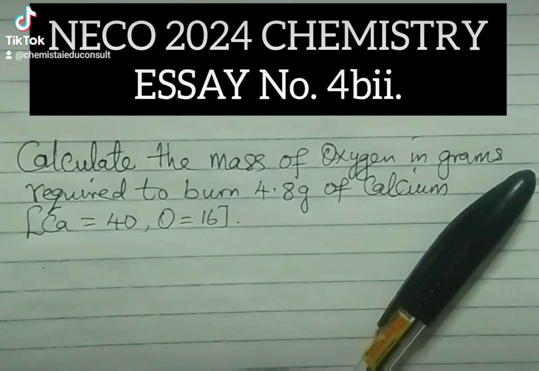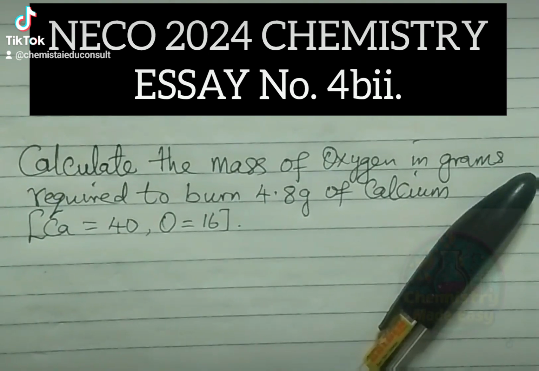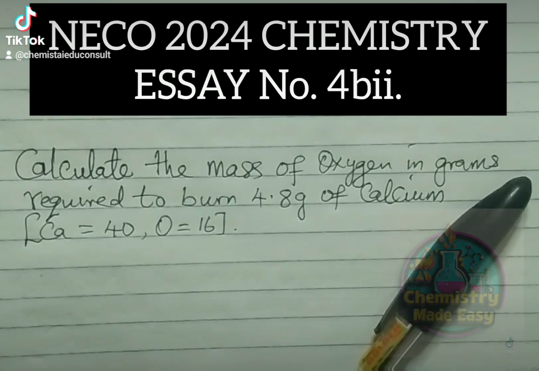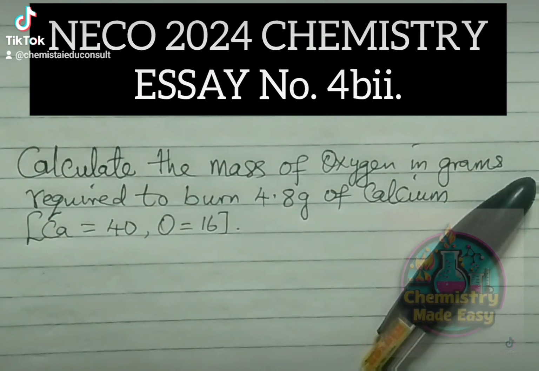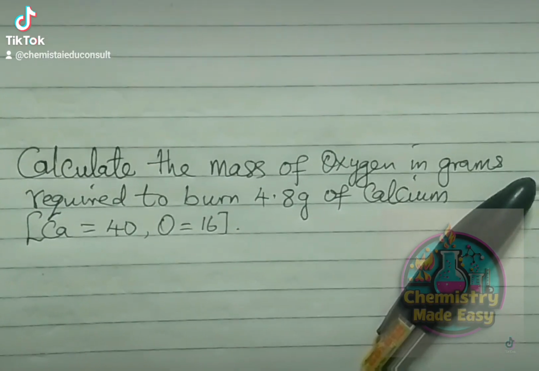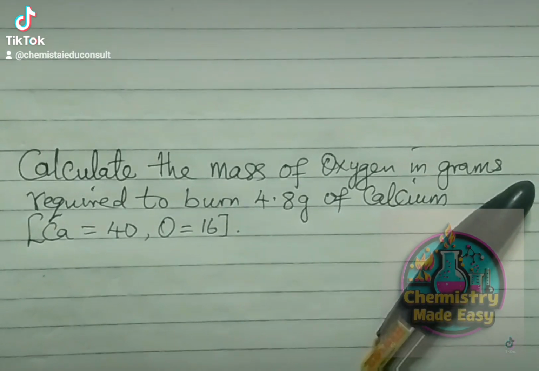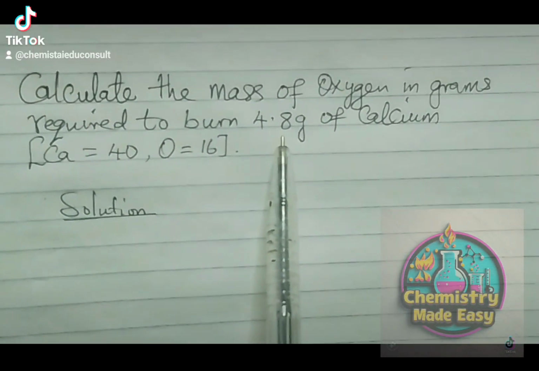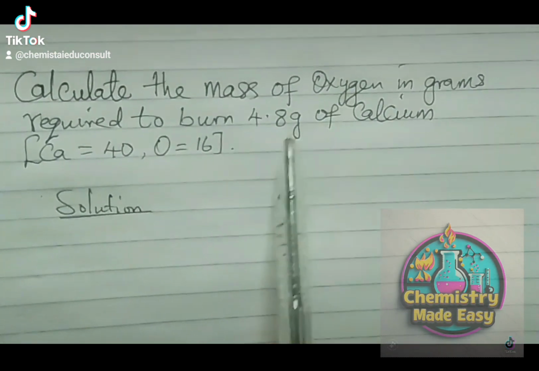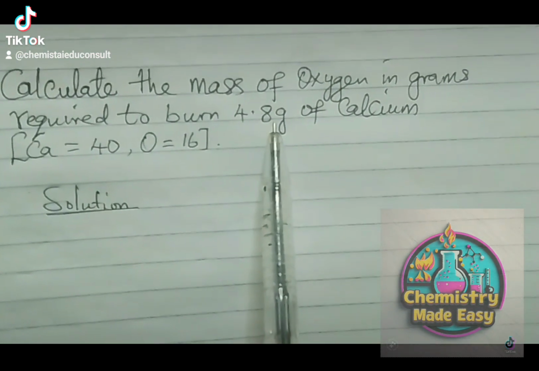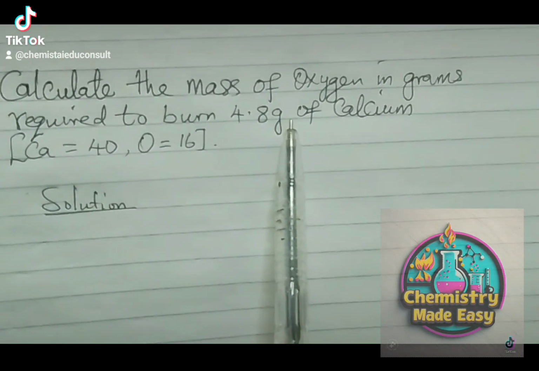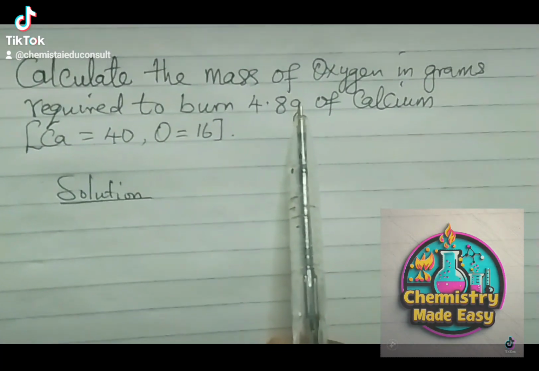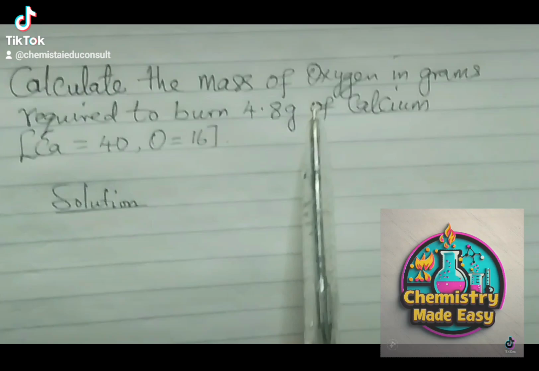It says, calculate the mass of oxygen in grams required to burn 4.8 grams of calcium. The relative atomic mass of calcium is given, 40, and that of oxygen is also given. What this question is actually asking is, in real life, how many grams of oxygen will burn down 4.8 grams of calcium? Now, burning is a chemical change, so we have to represent this reaction using a chemical equation first.